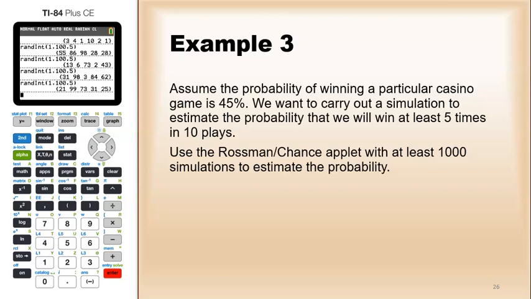Assume the probability of winning a particular casino game is 45%. We want to carry out a simulation to estimate the probability that we will win at least 5 times in 10 plays. Now let's go estimate that using the Rossman Chance applet with at least 1,000 simulations to estimate the probability.